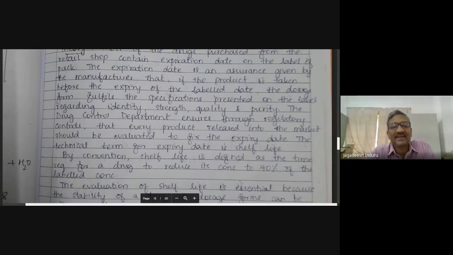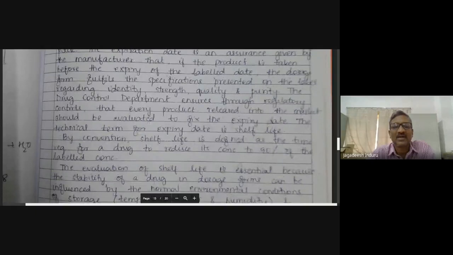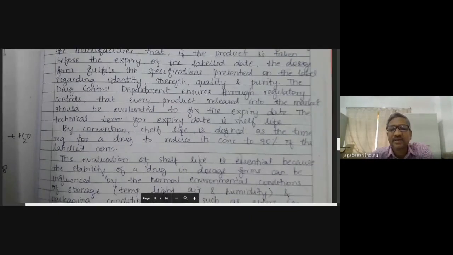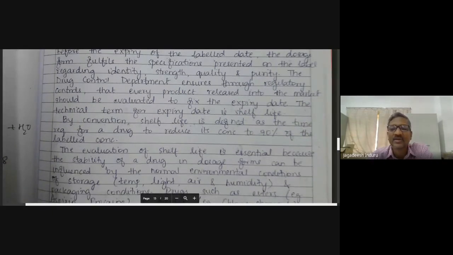Now, what is the shelf life? Shelf life is defined as the time required for the drug to reduce its concentration to 90%. It means whatever we are labeling, how much time it takes to get reduced to 90%, we call it the shelf life. So we are allowing 10% to degrade out of 100%, and we note down the time, and by doing the experiments, repeating and validating them, we then decide the expiration period, rounding down to the previous year.